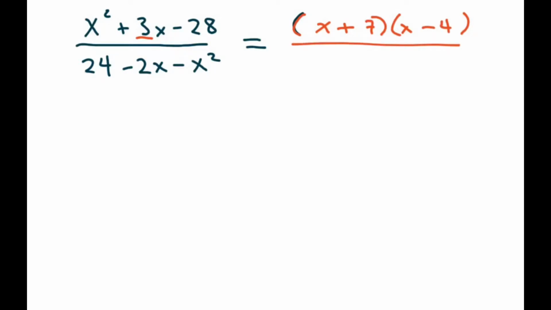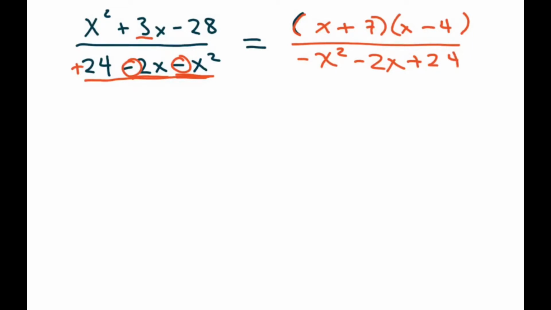Now in the denominator, to me these are a little harder to factor, so what I do is I rewrite them. And when you rewrite them, write whatever's in front of it. So for example, I'm going to write the negative x squared first. There's a negative in front. Then minus 2x because there's a negative in front. And this is positive, so this would be positive 24.